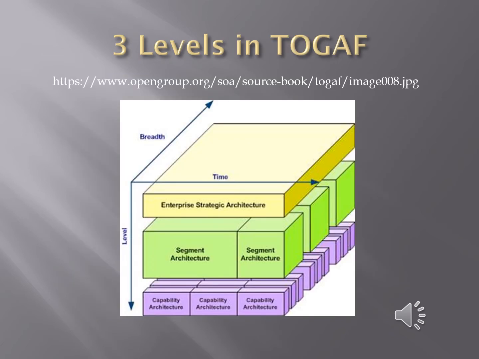These three levels have also been accepted by TOGAF. TOGAF views enterprise architecture now as having three levels. Same three levels: we have the enterprise, the segment level, and the solution level, although they call that the capability level.